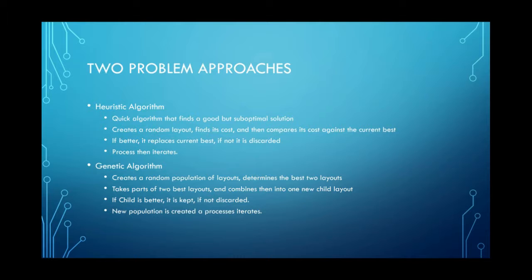The other approach was a genetic algorithm. The genetic algorithm creates a random population of layouts, determines the best two layouts, takes part of these two best layouts, and then combines them into one new child layout. If this child is better than its parents, and is better than the current best layout, it is kept as the new best. However, if it is not, it is discarded. A new population is then created, and the process iterates.